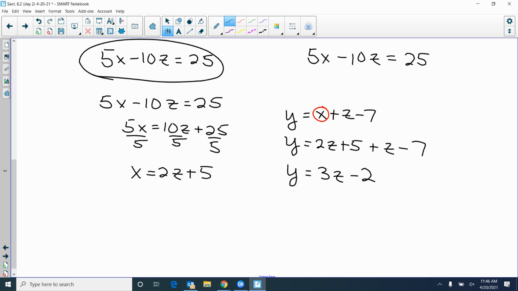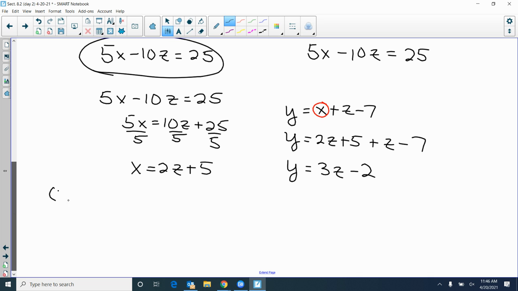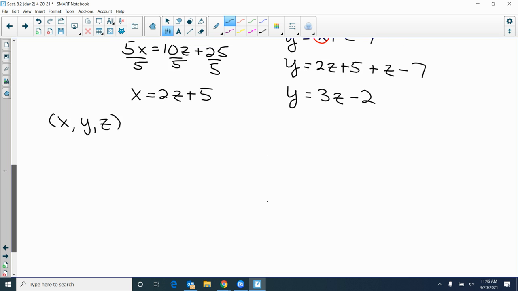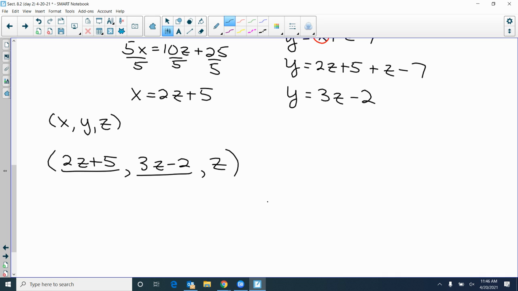So now here's how you list your answer. We've listed this in terms of z. Normally, it's going to be x, y, and z, right? Well, what are we going to take the x out and replace it with? The x gets taken out and replaced with 2z plus 5. That's your x. Y gets taken out and we replace it with 3z minus 2. And in this case, z is z.